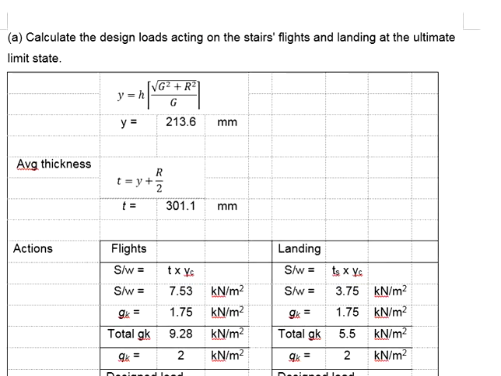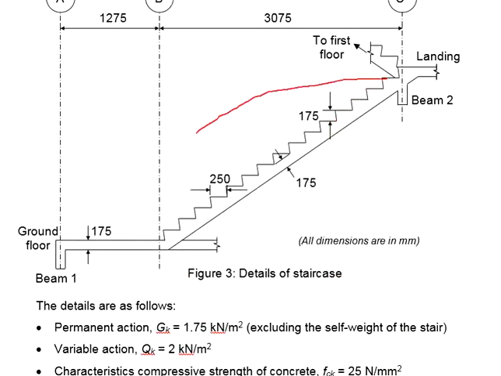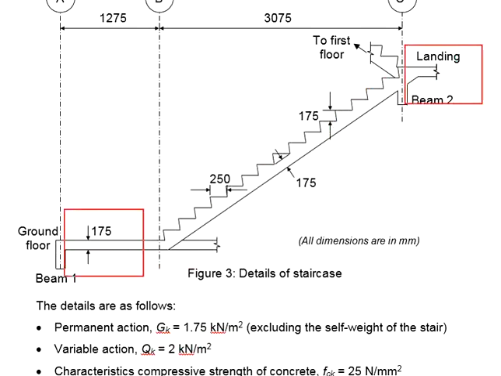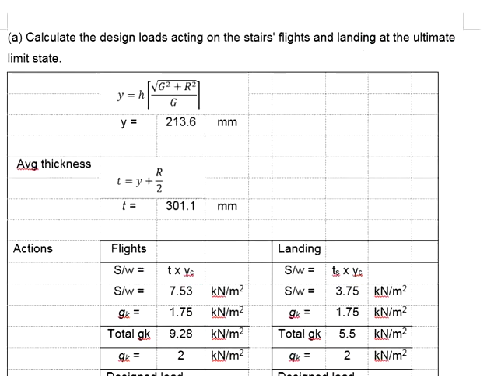The first question asks us to calculate the design loads acting on the stair flights and landing at the ultimate limit states. This part is the flights, and this part it will be the landing. You are asked to design for the ultimate limit states. The reason being here is you will need to get the moment and shear. Designing moment and shear are the ultimate limit states.